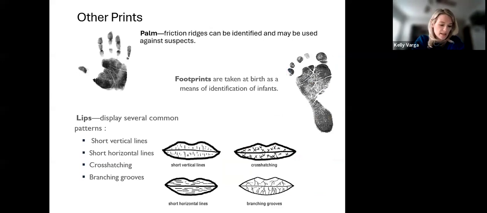So other prints can include things like our palms, our footprints, our lips. These can all provide ridge identification and ridge lines. So these are all places that we absolutely can do pretty much the exact same type of lifting that we saw in the previous examples of revealing our latent prints or identification. All of those can be used because they're made of all of the same types of tissue.